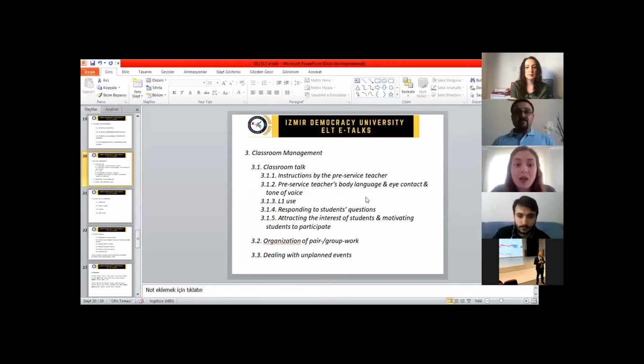Also, the body language, eye contact, tone of voice, I mean extra-linguistic and paralinguistic features of the classroom talk by the teacher, are also very important. The next issue is L1 use. Should we use Turkish in the classroom? I don't know. We cannot speak of a definite answer. If yes, how much L1 use is justified? It's another question. But we should also consider this aspect. Maybe it depends on the context, I don't know.